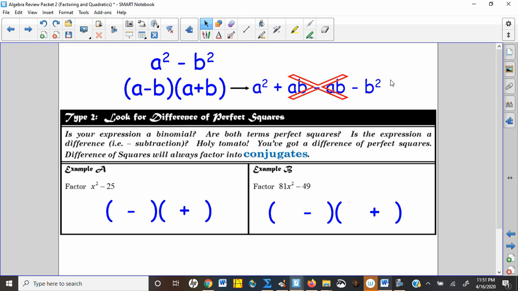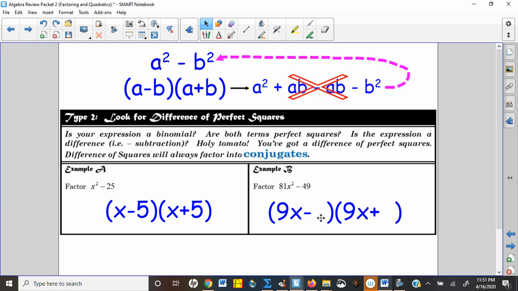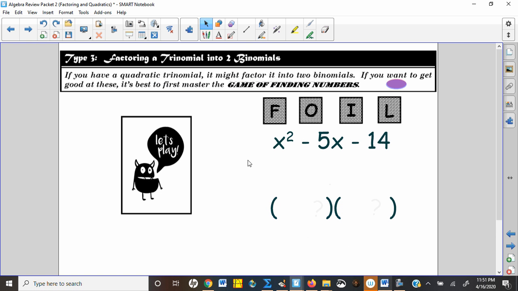That's the beauty, and that's why you get such a simple thing called difference of squares when it's all said and done, okay? So you just basically say, what's the square root of the first thing? X. What's the square root of the second thing? 5. One of them's plus, one of them's minus, done. What's the square root of 81x squared? Well, 81's a perfect square, x squared's a perfect square, so 9x, right? What's the square root of 49? 7. Man, difference of squares, I wish they were all that easy.